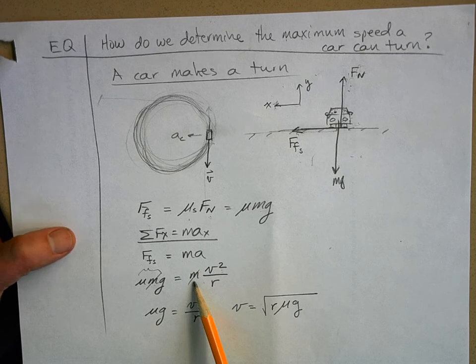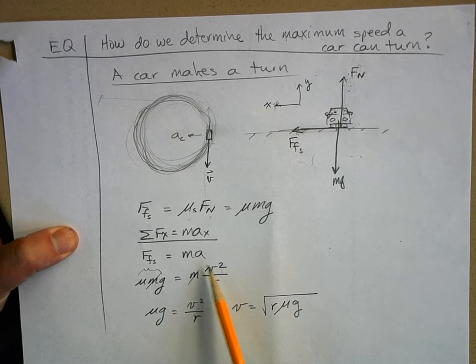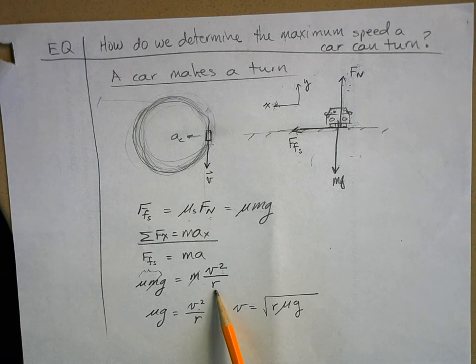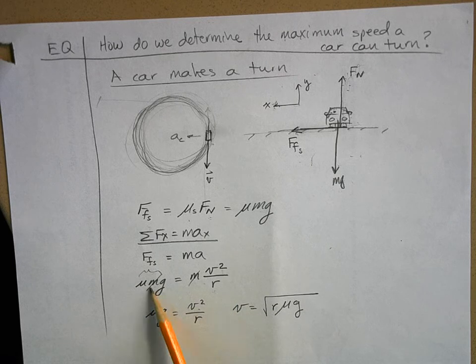Well, that is a centripetal acceleration. So you have the mass times, what is the centripetal acceleration? It's v squared over r, the speed squared divided by the radius of the turn. And notice that the mass cancels out. If the mass cancels out, that just means that a little car or a big car, if they have the same kind of tires, it's not going to really matter how massive the car is. That's why the speed limit is the same for a big truck or a small car.